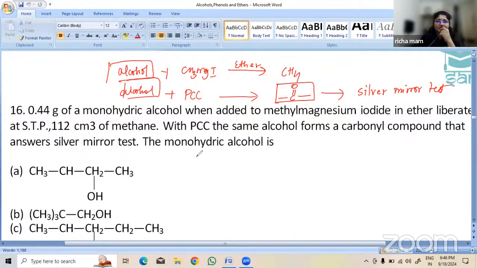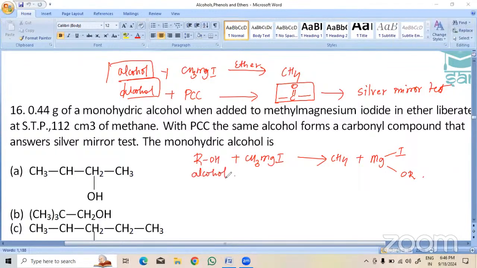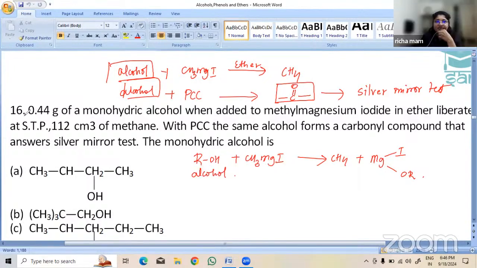Now, if you have an alcohol and it is reacting with methyl magnesium iodide, it is forming methane, and the other products will be MgI and OR, because you have an alcohol. This is the first step. So when we react alcohol with methyl magnesium iodide in the presence of ether, it is giving you methane.